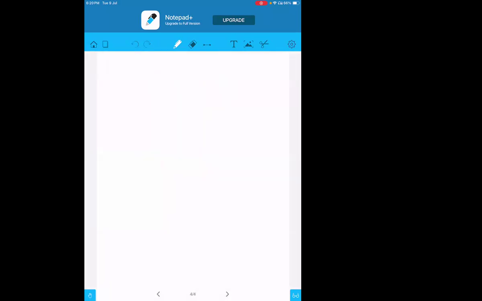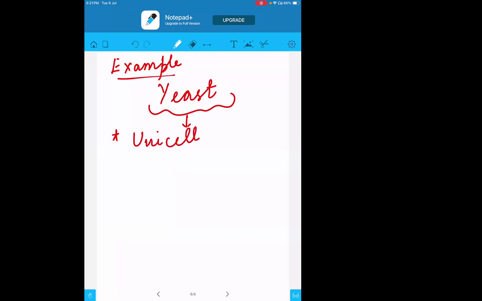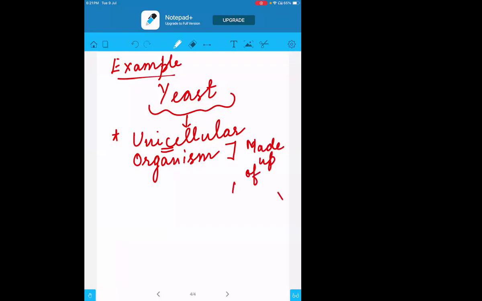Now, let us start with the process. I'll first explain the diagram, and then we'll go to the written part of it. A very good example of this is the yeast. I hope you have heard this word many times. So what is yeast? They are unicellular organisms. Arav, what do you mean by unicellular? Ma'am, which contains a single cell. Very good. So they are made up of one cell. So basically, the yeast is a unicellular organism.